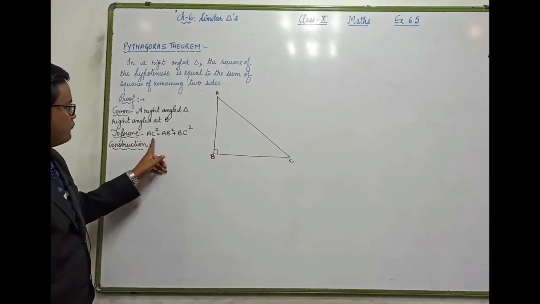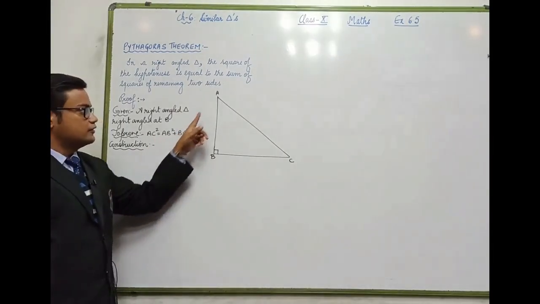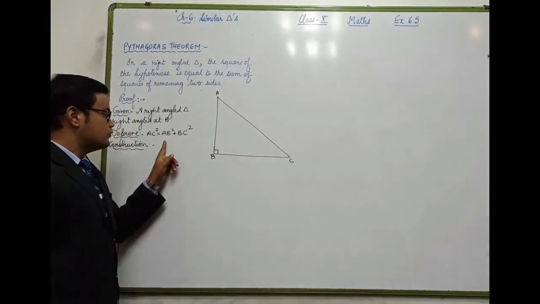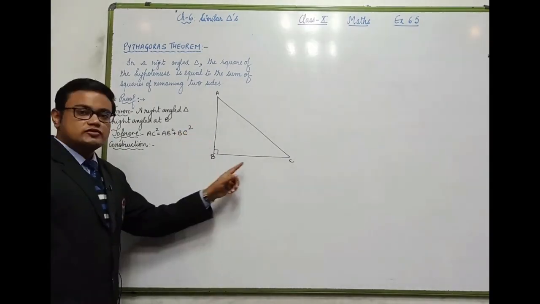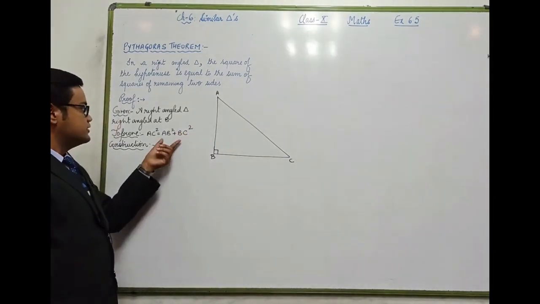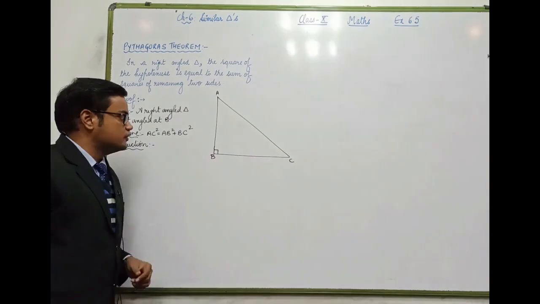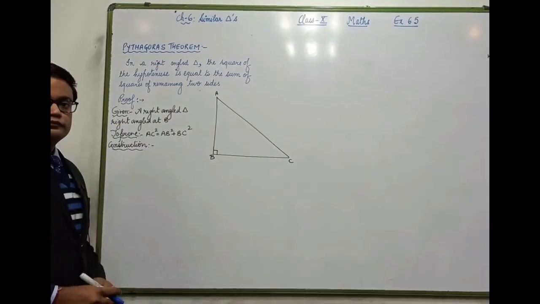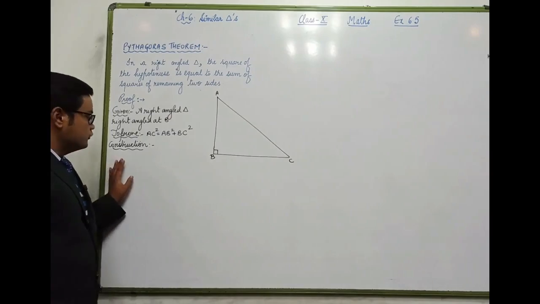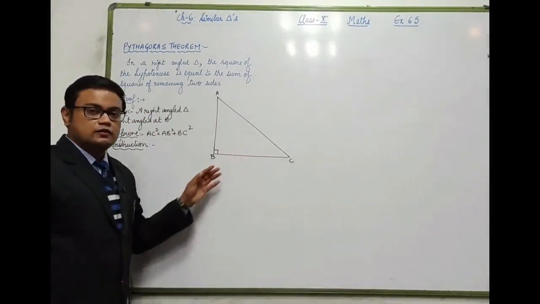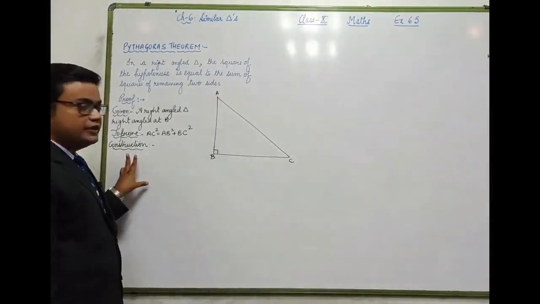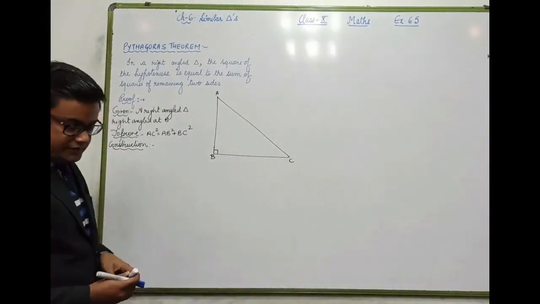So what do we have to show, children? That AC square, the square of the longest side, which is the hypotenuse, is equal to the sum of the squares of the remaining two sides, which is AB square plus BC square. In order to show that AC square equals AB square plus BC square, children, we need to undertake some construction work.